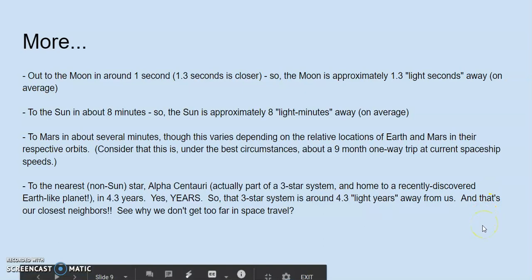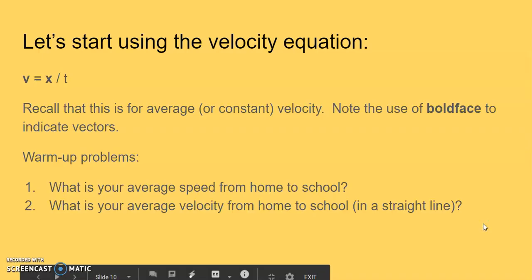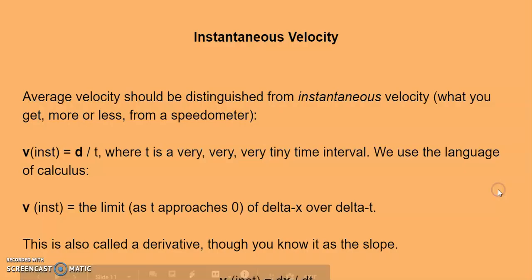Okay, this is what I just said. Now I'm going to skip a couple of these slides because I think they're obvious, but I want to show you a couple of things. First of all, let's talk about instantaneous velocity. Instantaneous velocity is the speed you get in an instant, which is, for the most part, what you get from a speedometer.